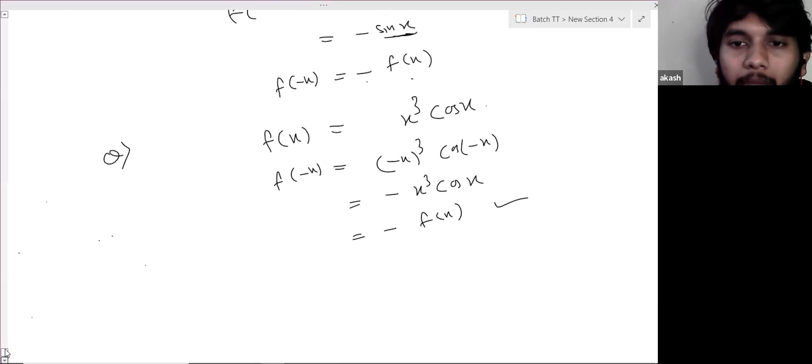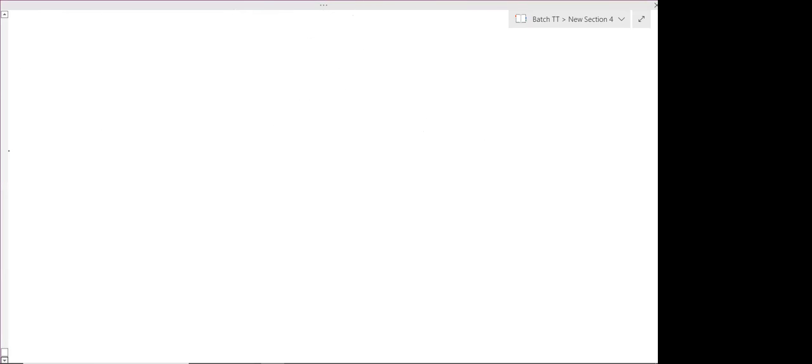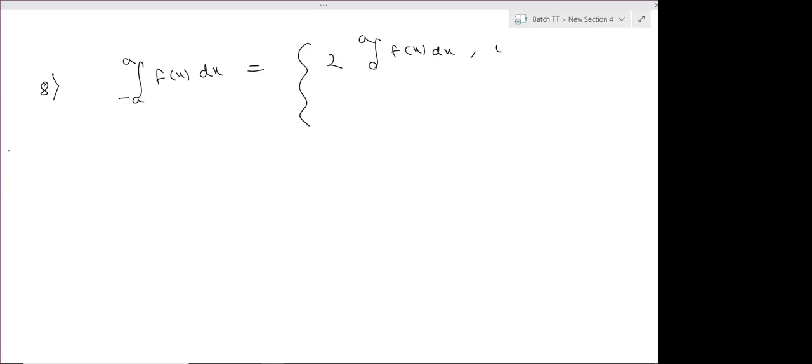So now the last property of definite integration. Write down. I believe this is the 8th property. If you have minus a to a f of x dx, then this will be equals to 2 times 0 to a f of x dx when f of x is even function, and this will be 0 when f of x is odd function.